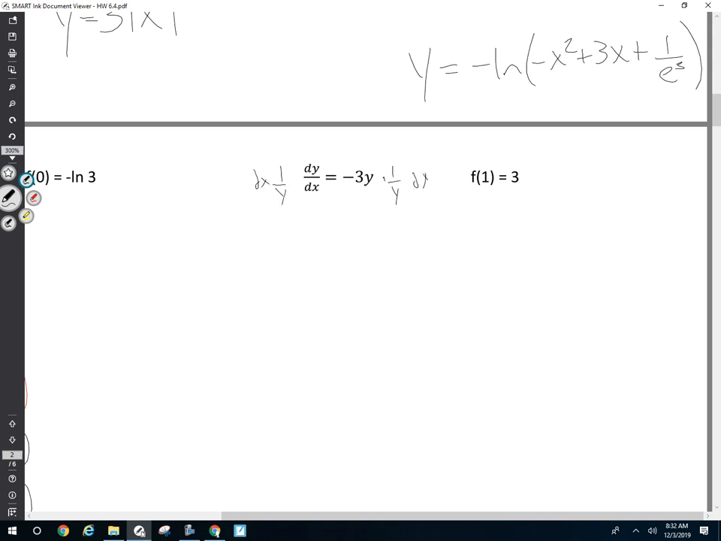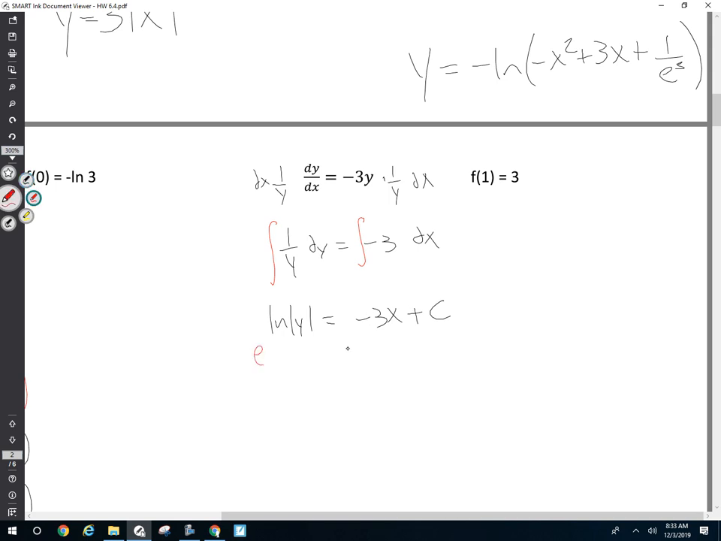Watch y. Because the antiderivative of 1 over y is easy, and negative 3's antiderivative is also easy. So if we have something like that, we're good to go. Okay, so if you see no x's, don't fret. You would take the antiderivative of negative 3 with respect to x to get negative 3x.